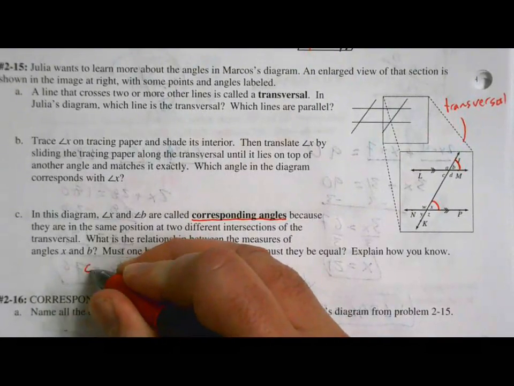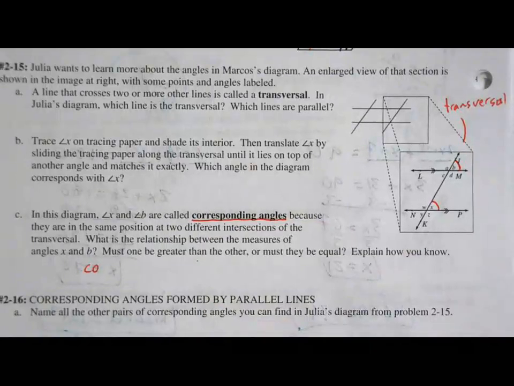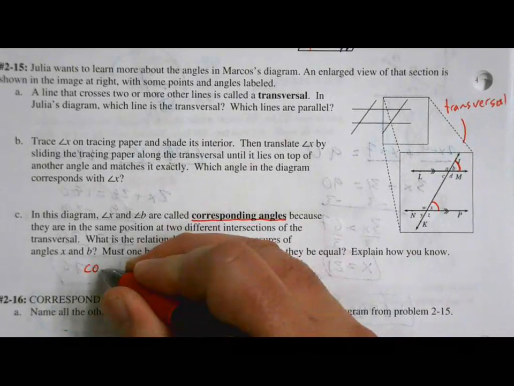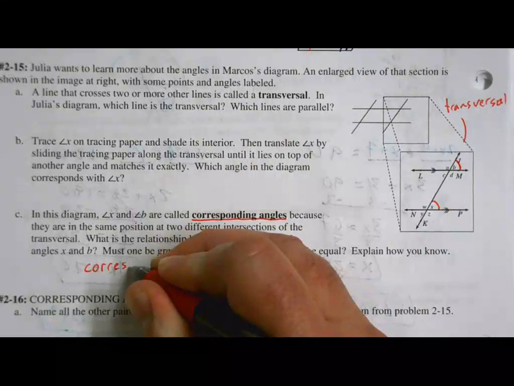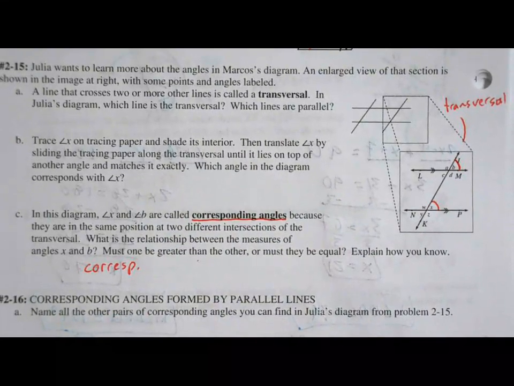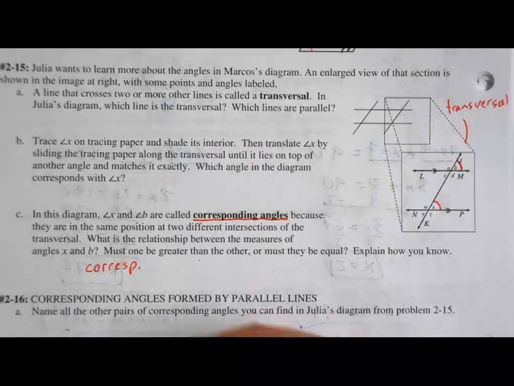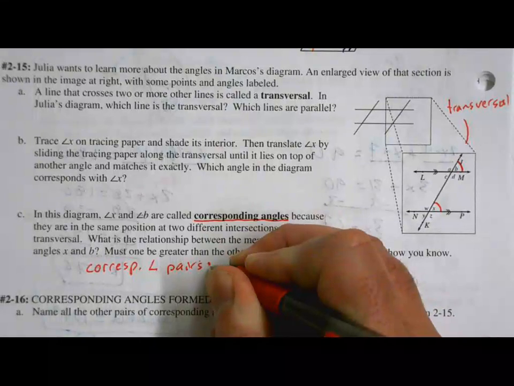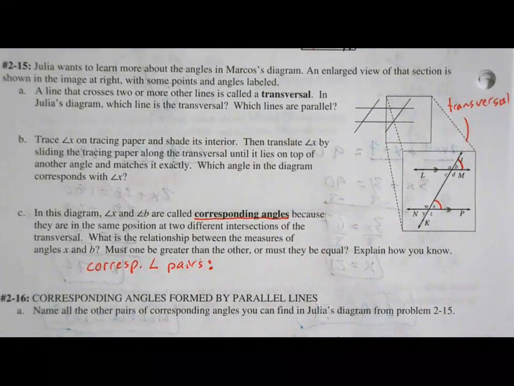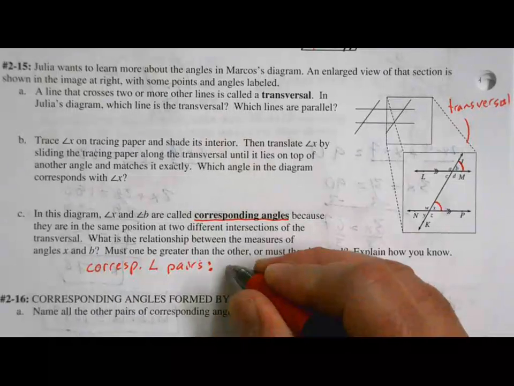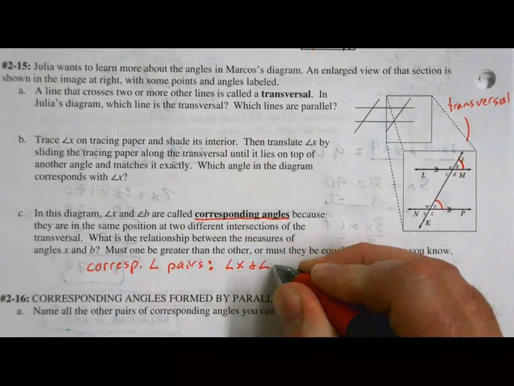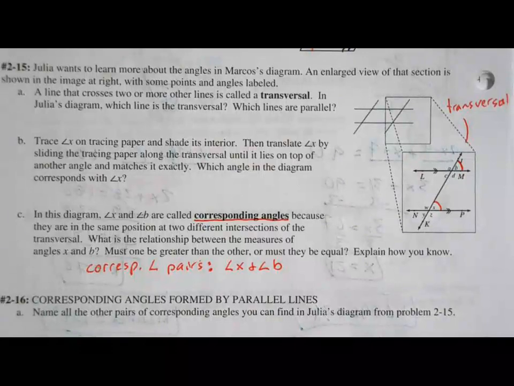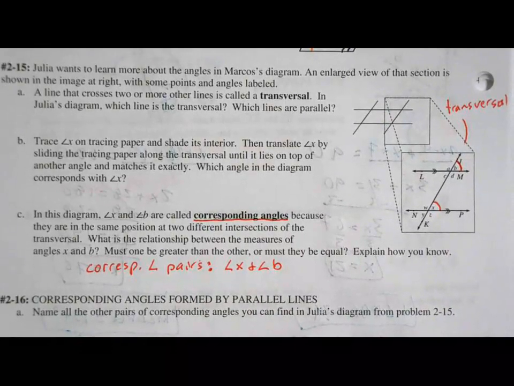Could you please find for me 3 other pairs of corresponding angles? And we'll abbreviate corresponding like this. So if you could write down corresponding angle pairs. We already found that angle X and angle B were corresponding. Can you please find me 3 other pairs of corresponding angles in this picture?